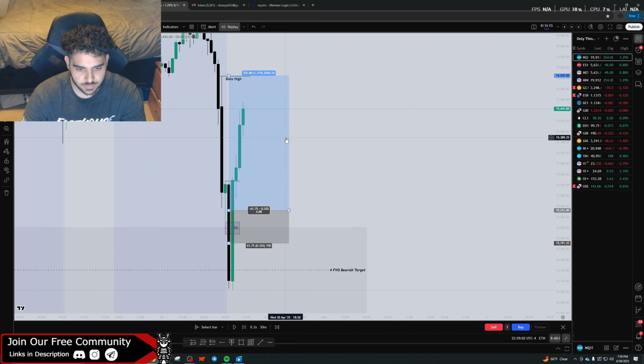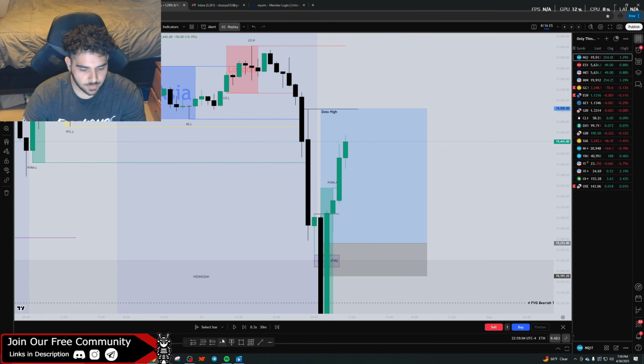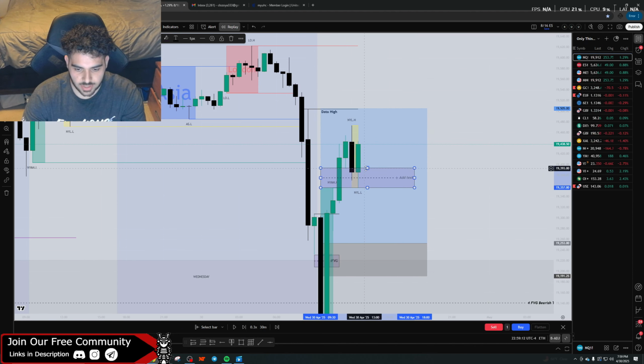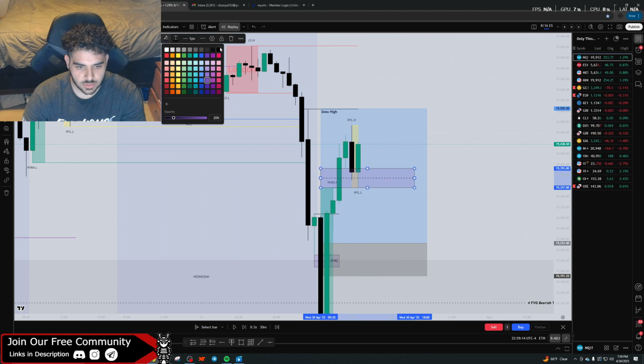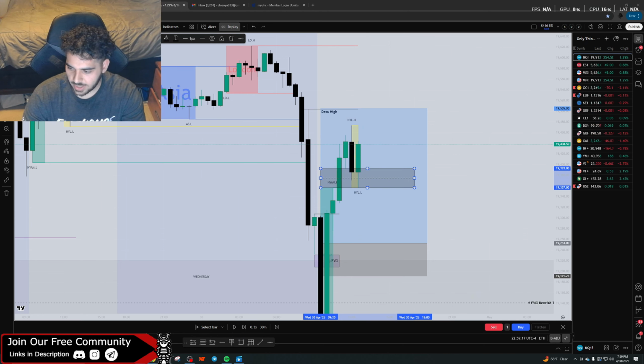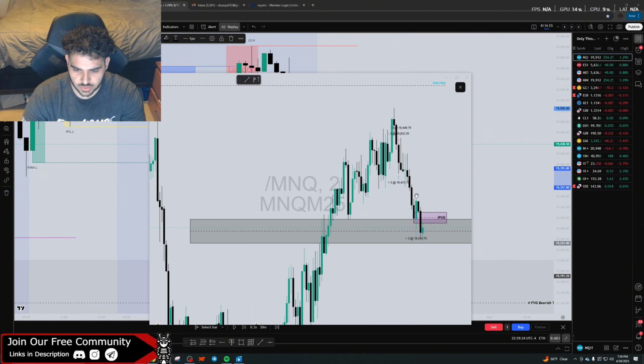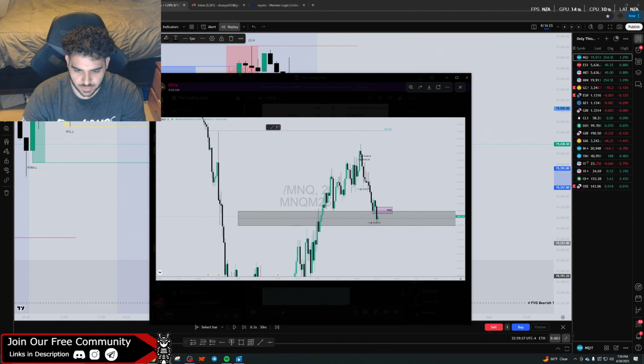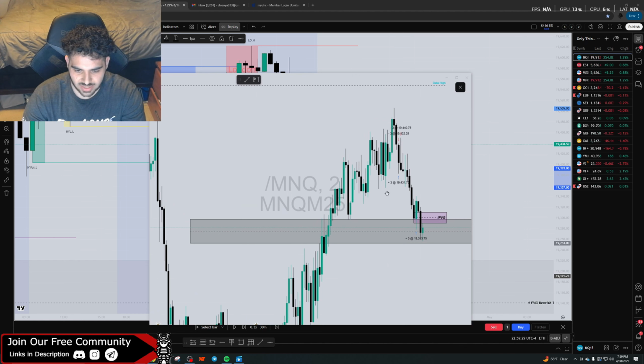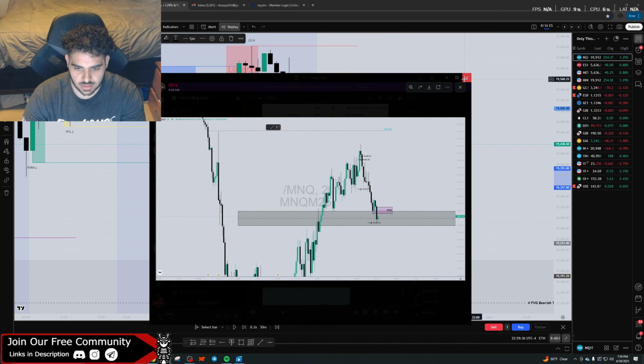So anyways, this would have been a great entry, and I'll show you the video right now where I entered. But we started getting a little choppy in here, and then we retrace into this 30-minute gap. This is where I started looking for plays. This is where I sent out my actual analysis right here. Hey guys, looking for this data high. I'd already taken a short right here, which was a win. So I was thinking we're going to retrace, take all of this low resistance liquidity right here, retrace to that 30-minute, and then blast off.